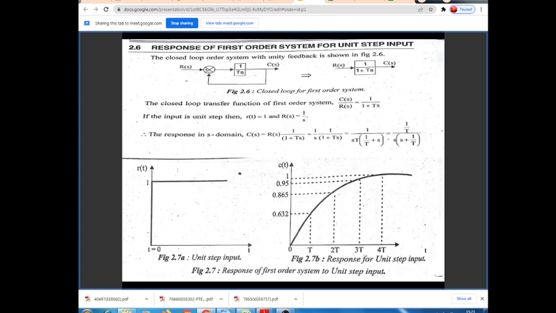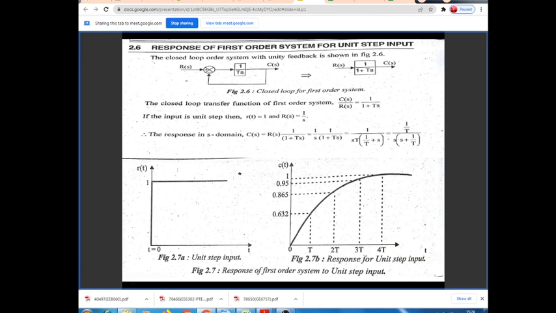In the first order system, we have a derivation which you can see in the slide: output by input, that is C(s) by R(s) equal to 1 by 1 plus Ts. When we apply R(s) as 1 by s, we get C(s) equal to 1 by s into 1 by 1 plus Ts, where R(s) is cross multiplied and substituted as 1 by s. So when we apply the step input signal, we get the response to a unit step input.